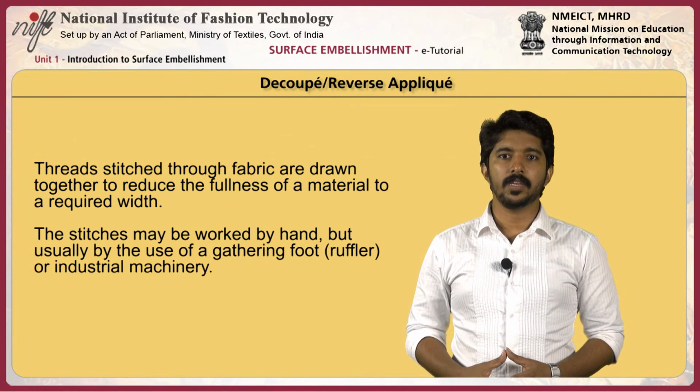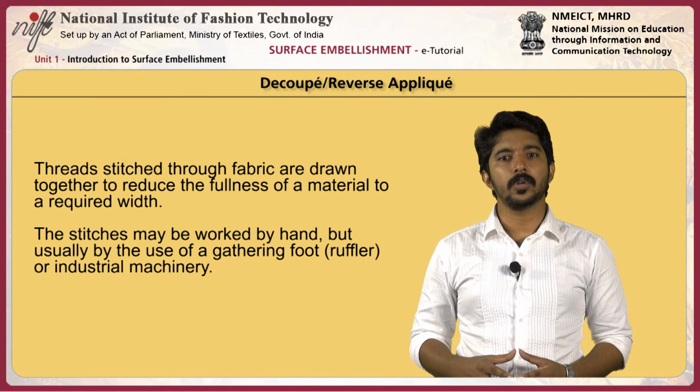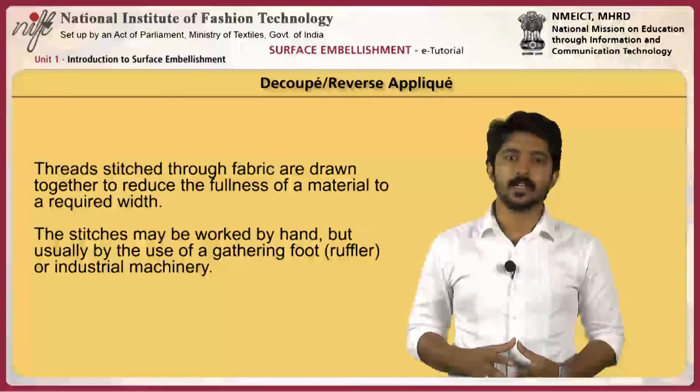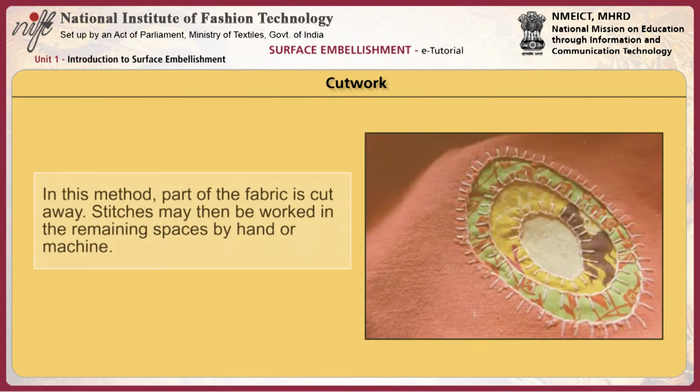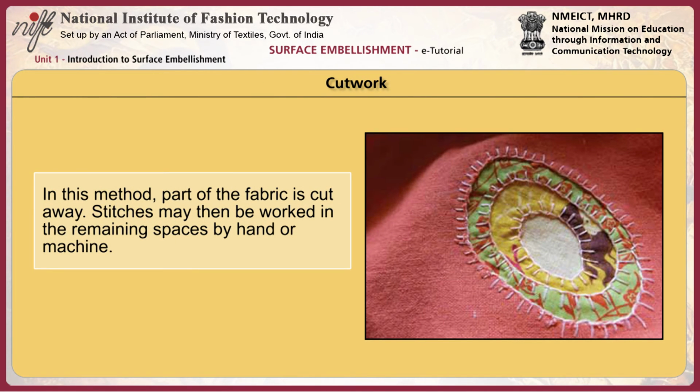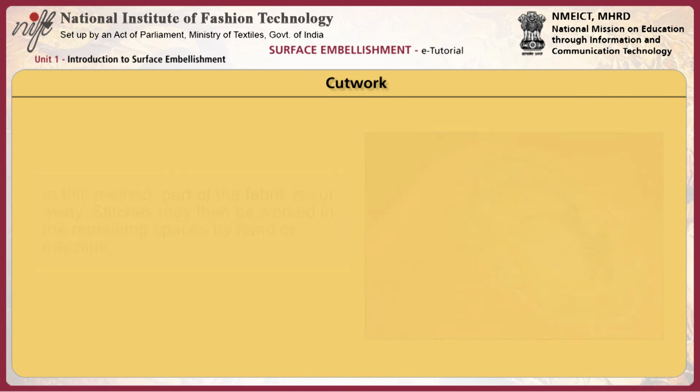The stitches may be worked by hand but usually by the use of a gathering foot, that is ruffler, or industrial machinery. In the cut work method, a part of the fabric is cut away. Stitches may then be worked in the remaining spaces by hand or machine.